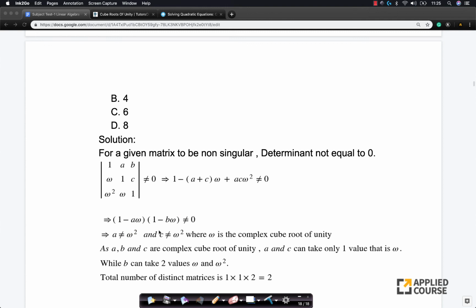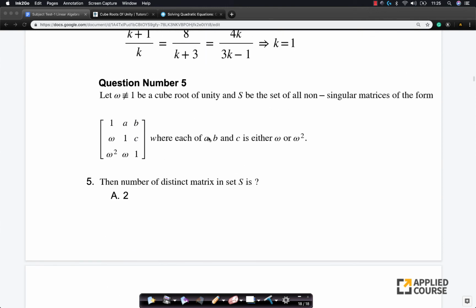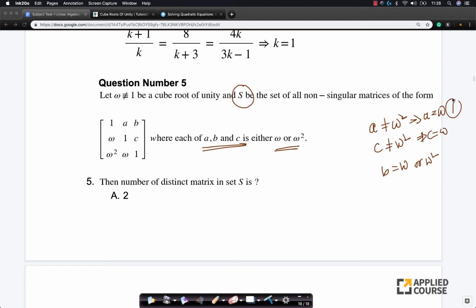What is the question now? Let's not forget the scope of the question. The question asks, what is the size of this set where A, B, C can each be either omega or omega square? We have shown that A cannot be omega square, and C cannot be omega square, but B can be omega or omega square. So what does this imply? A can only be omega, and C can only be omega. There is only one possible value for A, one for C, but two possible values for B, which means the total number of matrices is 2 into 1 into 1, which is equal to 2 matrices, which is option A.